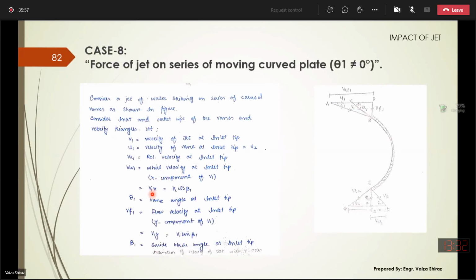Okay, now case number 8. This is regarding the force of the jet on a series of moving curved plates. But what is the difference? In this case, if theta 1 is not 0, what will you see? You will see that at the inlet tip you will have the triangles. In case number 7, because of putting theta as 0, it was reduced and collapsed into the form of a line. But here there is no limitation that your theta 1 is 0, so you can see the actual triangle.